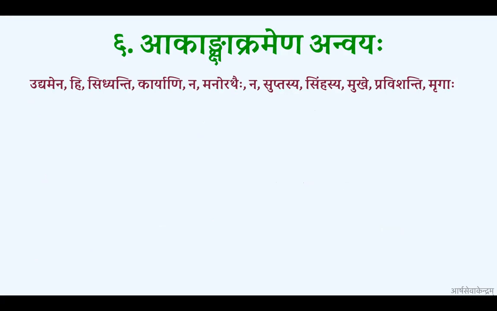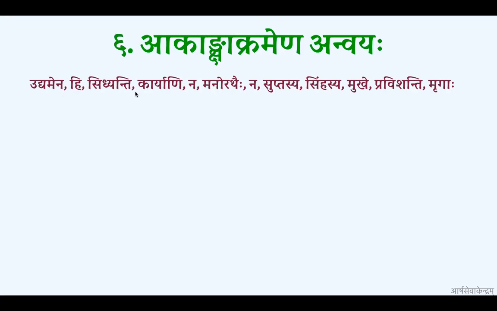Then kidrishasya mukhe na pravishanti. Simhasya mukhe na pravishanti. Identify the question first. Kasya mukhe na pravishanti? Simhasya mukhe na pravishanti. Kidrishasya simhasya mukhe na pravishanti? Suptasya simhasya mukhe na pravishanti. Ask the question again. What is the question? Kidrishasya simhasya? Suptasya simhasya mukhe na pravishanti is the first sentence.